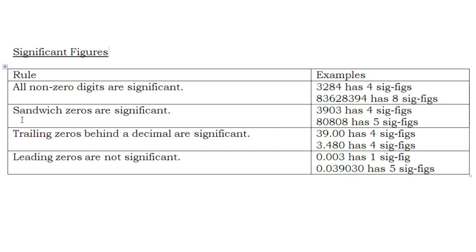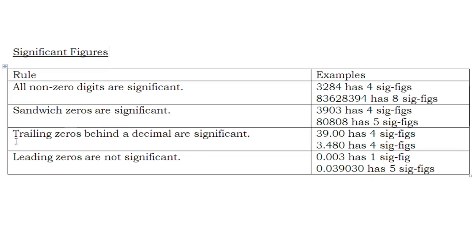The second rule says sandwich zeros are significant. The number 3,903 has 4 significant figures. This 0 is a sandwich because it's between 2 non-zeros, so it is significant. 80,808 has 5 significant figures. Both of these zeros are sandwich zeros.